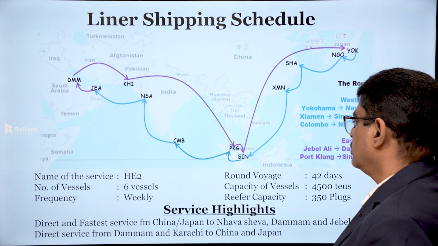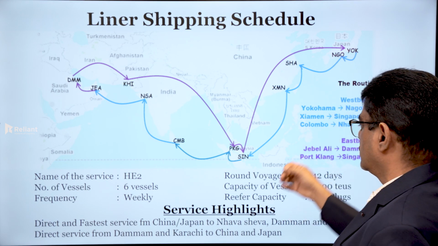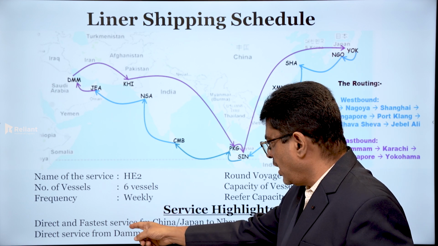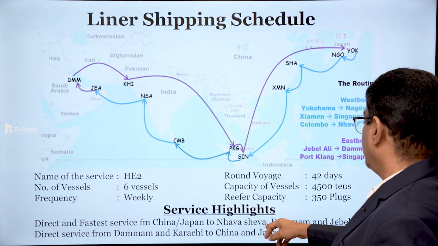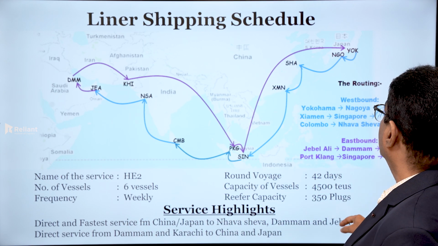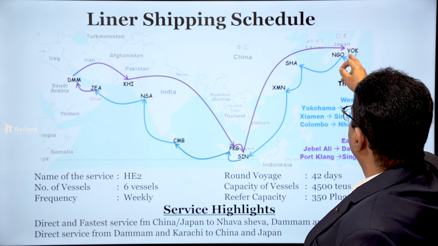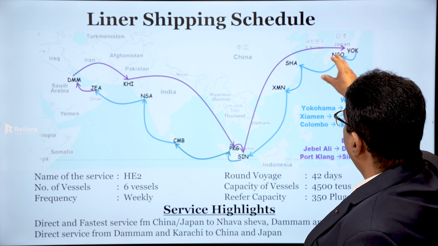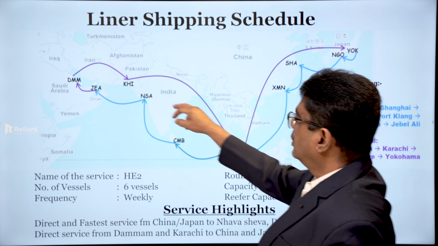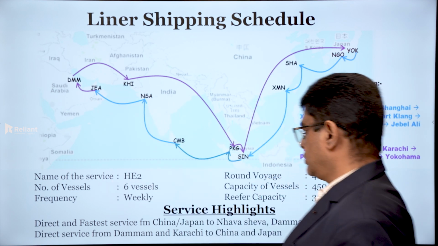So the peculiarity of the service is there's a direct and faster service from China, Japan to Nhava Sheva, Dammam, and Jebel Ali. That means the service starts from Yokohama, and this service provides a direct call from Japan and China into Nhava Sheva and the Middle East.